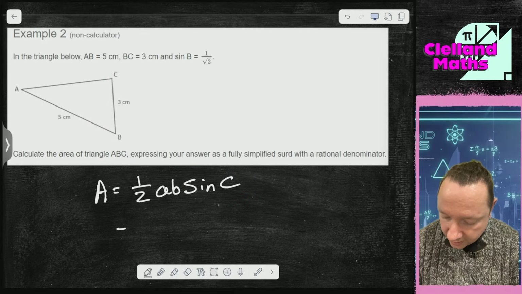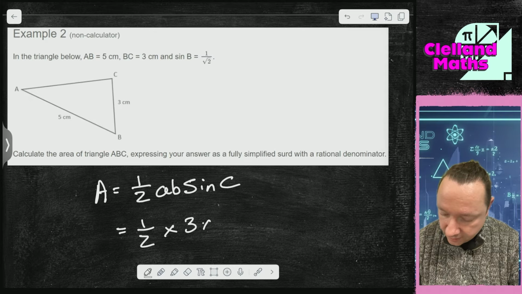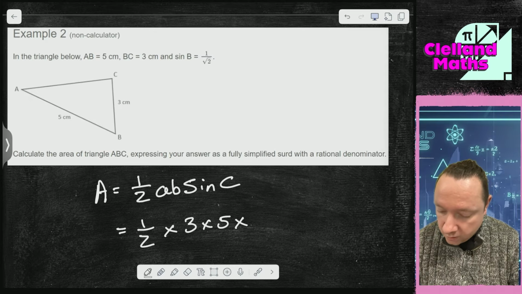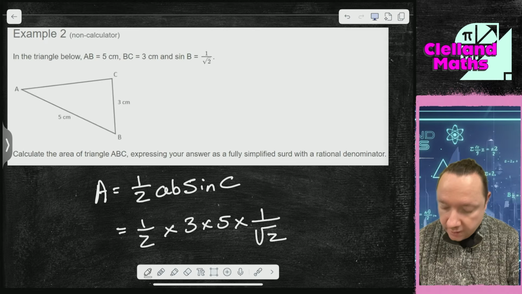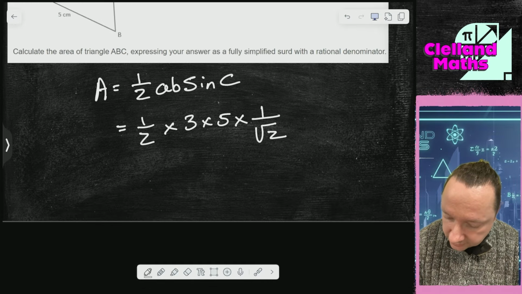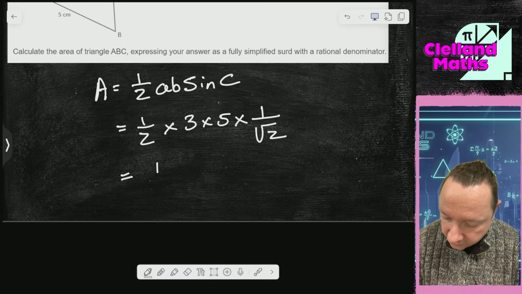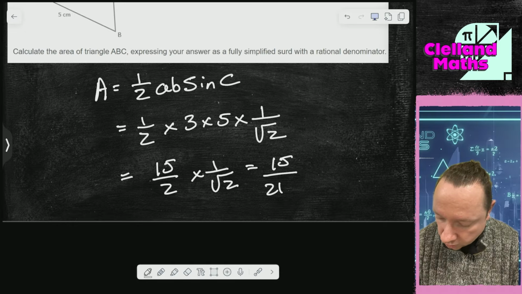So I can just type in a half times 5 times 3, or 3 times 5. And then the sine of the angle is not sine 1 over root 2, it's just 1 over root 2. And then we'll try and work that out without a calculator. So that is 5 times 3 is 15, so I've got 15 over 2 times 1 over root 2. That's 15 over 2 root 2.